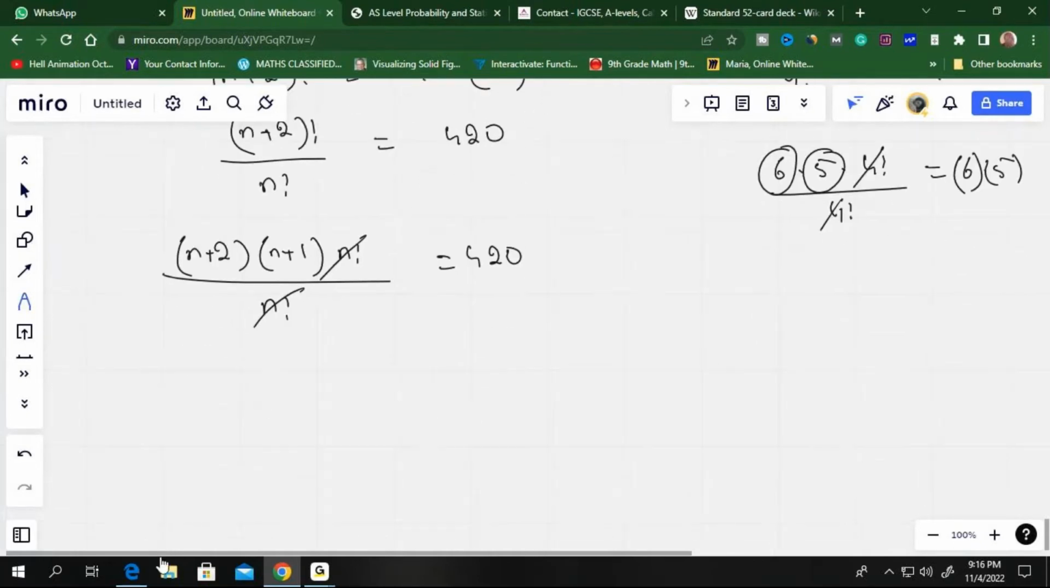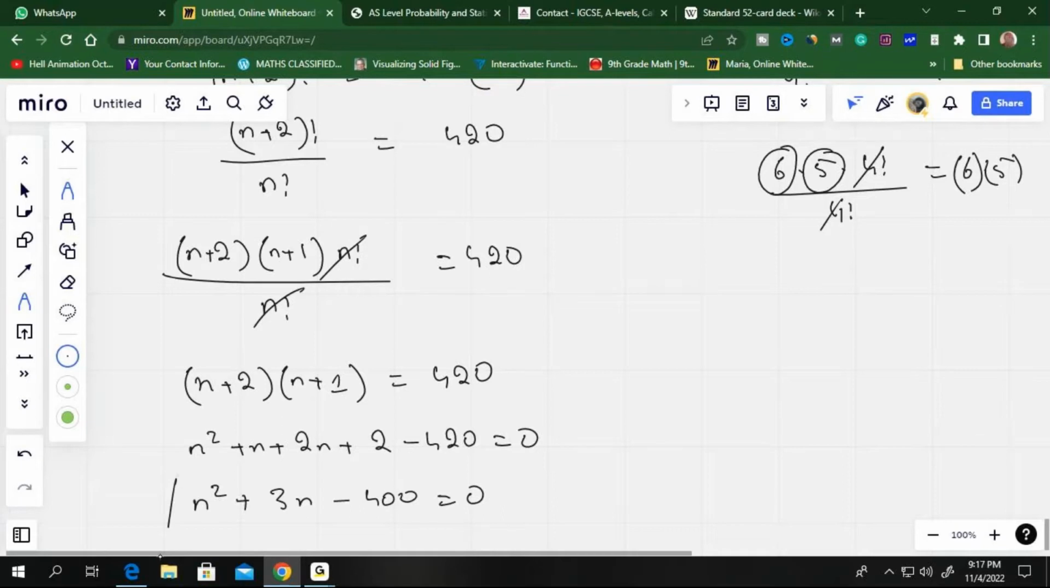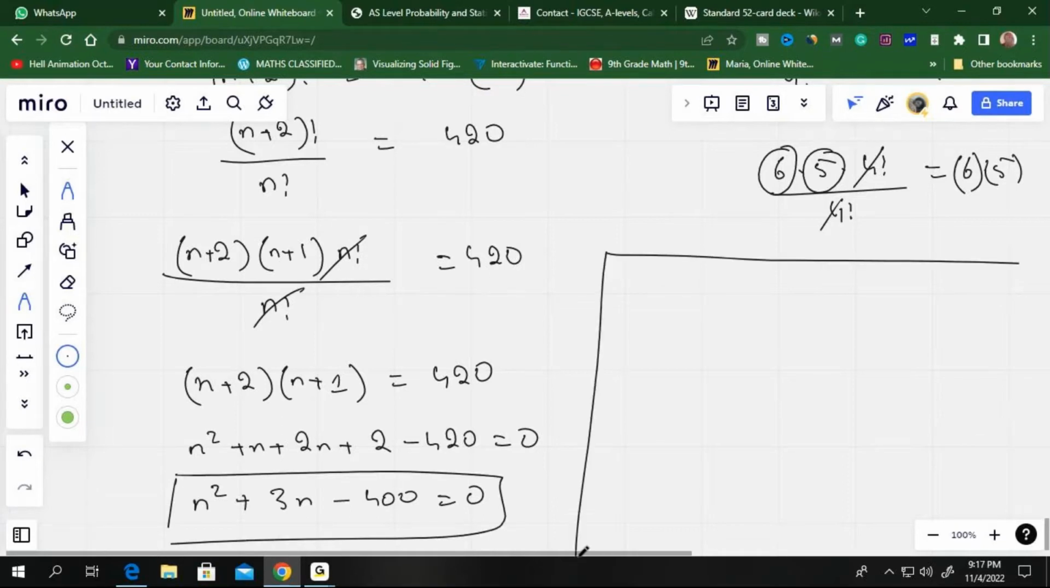And now you can expand these two nice looking factors, and of course it is going to give me a quadratic equation. So n squared plus n plus 2n plus 2. I can shift this 420 here. This is it. So I'm having n squared plus 3n minus 400 equals 0. You can factorize, use your quadratic formula, get the two values of your n and tell me what they are.